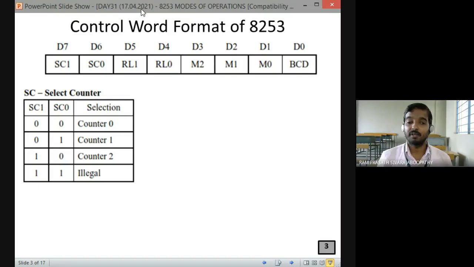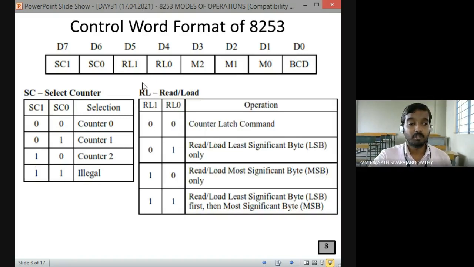Fine. The count value can be written or read. Two operations are possible. Fine. So very good. In which way am I going to read or load the count value? To indicate that, we have RL1 and RL0. Fine. So if both bits are 0 0, I am not going to perform any read or write operation to the counter. I am going to do the counter latch command. Later I will tell you what is meant by the counter latch command.